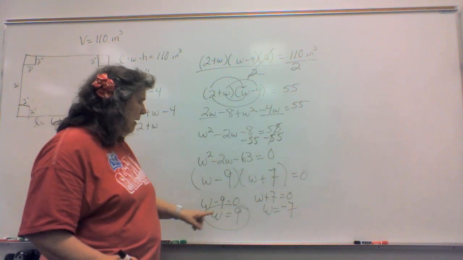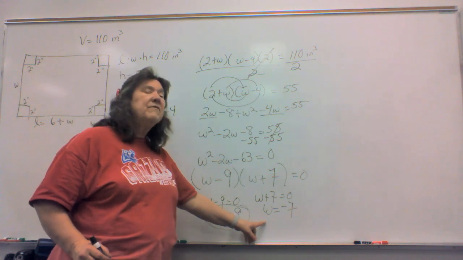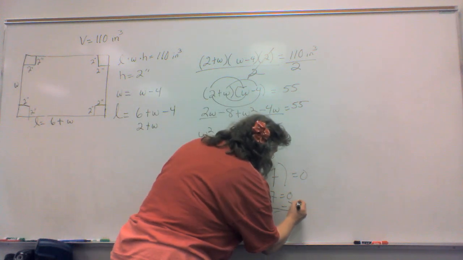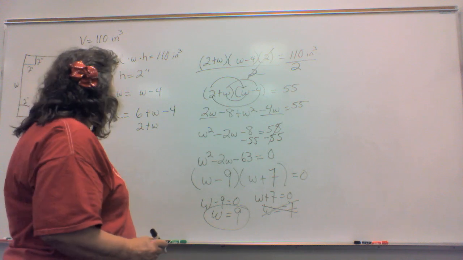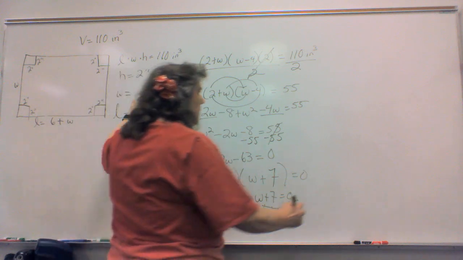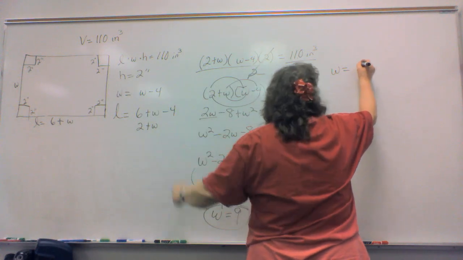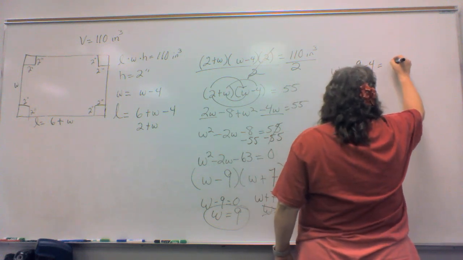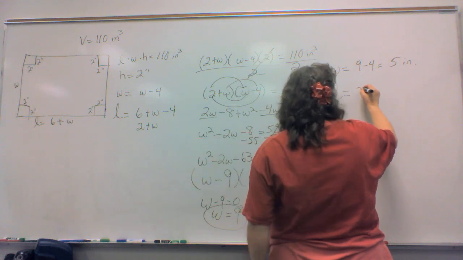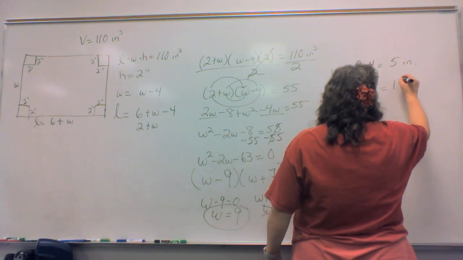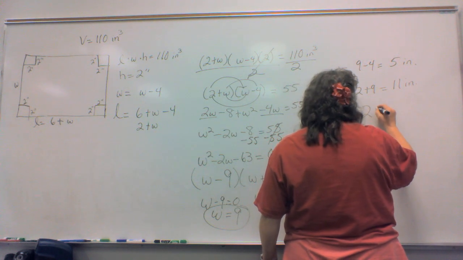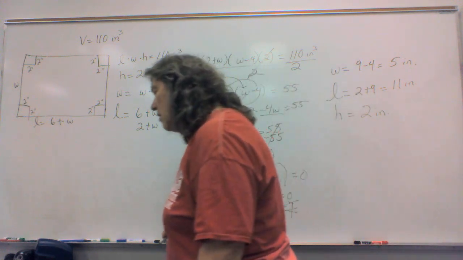Now, 9 is possible, 7 is not, because you cannot have a measurement that is negative. So negative 7 is not a possible answer. So now let's find what our width and our length is. So this one, my width is equal to 9 minus 4, which is 5 inches. My length is 2 plus 9, which is equal to 11 inches. And we already know that our height is 2 inches. So there are the measurements of our box.